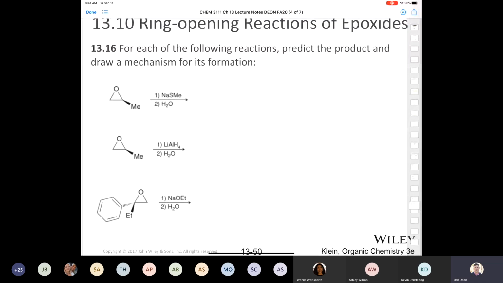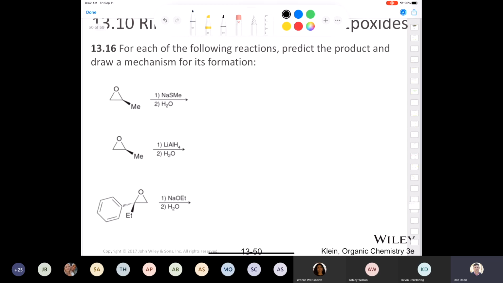For each of the following reactions, predict the product and draw a mechanism. Oh, no, I'm kidding. Let's do it. What do we got here in the first one? I'll just ask you. We got sodium methyl sulfide. Is this a strong nucleophile or is this a weak nucleophile? It's actually sodium methylphthalate, but whatever. Is this a strong or a weak nucleophile? Maybe I can help you out by drawing the Lewis structure.